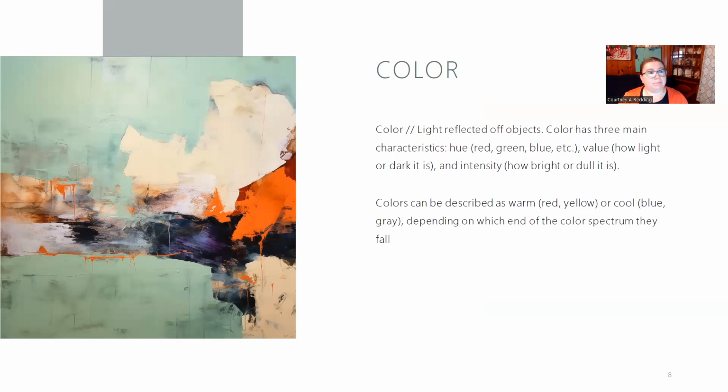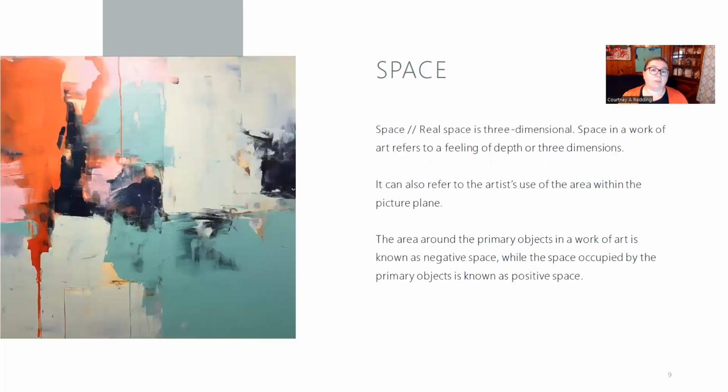It's the hue, that's the red, green, blue, yellow, etc. The value: is it lighter or a little bit darker of a blue? And the intensity: is it a really vibrant, perfect blue like you're staring at an ocean, or is it more like the choppy blue-gray of a lake? Which side does it swing on the intensity? They can be warm, they can be cool, and it just depends on what end of the color spectrum they fall.